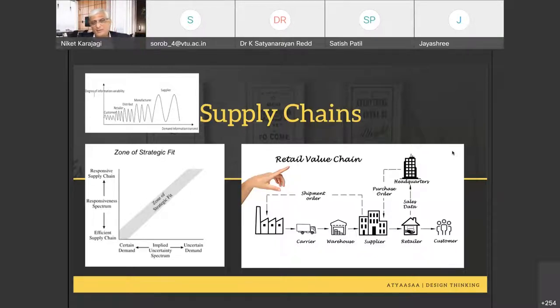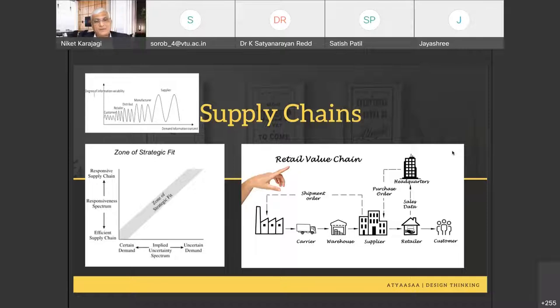That was the right-hand side box, which I will elaborate with stories as to how design thinking works. On the left-hand side, we find the strategic fit of a supply chain, and this is a design thinking problem. Supply chains are expected to be highly responsive, which means I must get the material and I must deliver the finished goods as and when the time requires. That means my responsiveness has to be high.